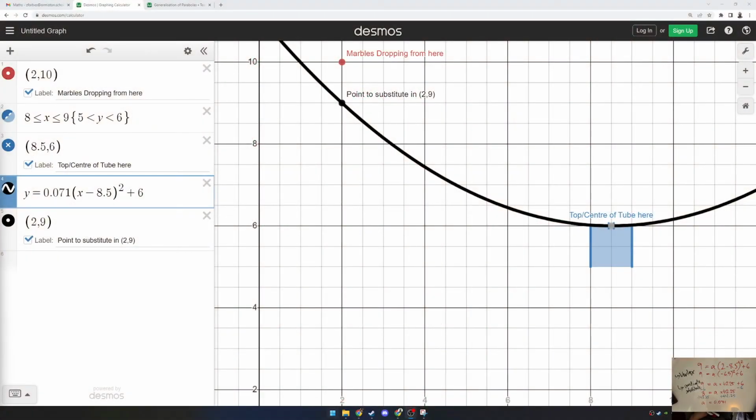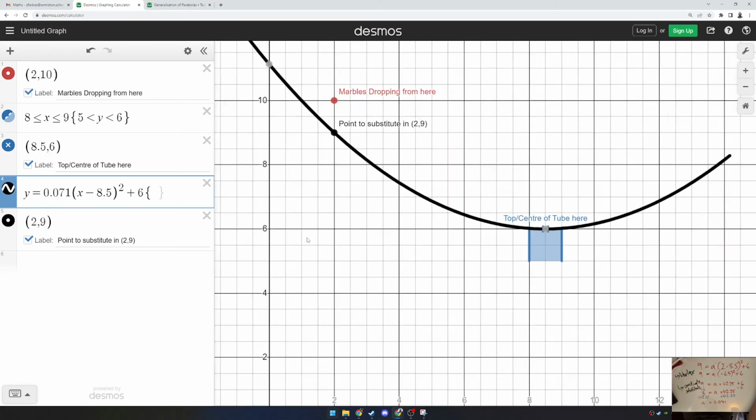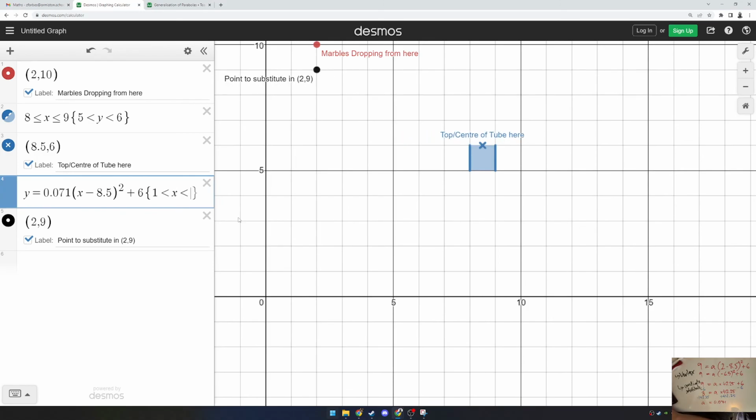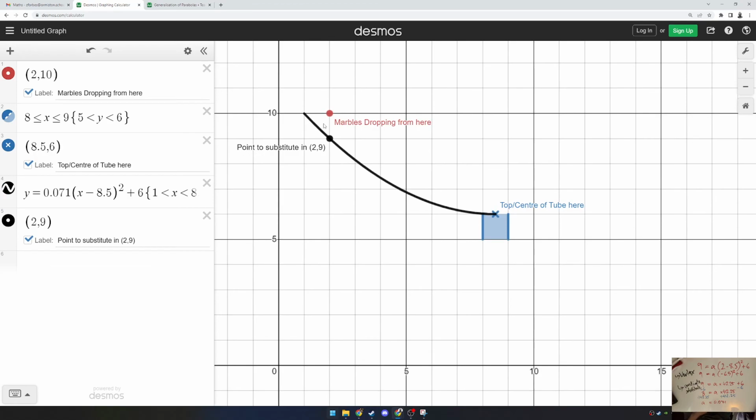Notice it goes through the point. The marbles would drop here and it would move over to the tube. Maybe one final touch is I'm going to bound the domain. So I want this to happen between what numbers? I want it between probably 1 and 8.5. So I'm going to go 1 less than x less than 8.5. And there you go. Oh, it's a little bit ugly. Let me go 1.9. Yeah, it's a bit better.